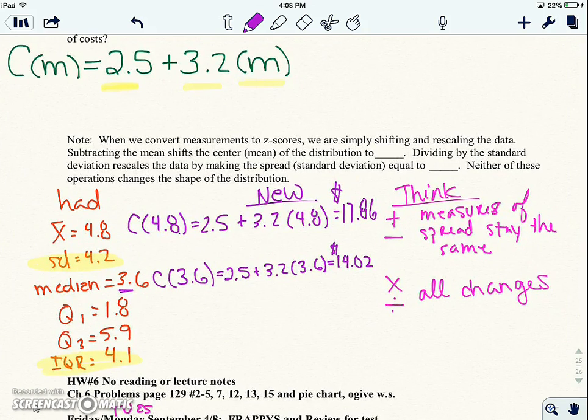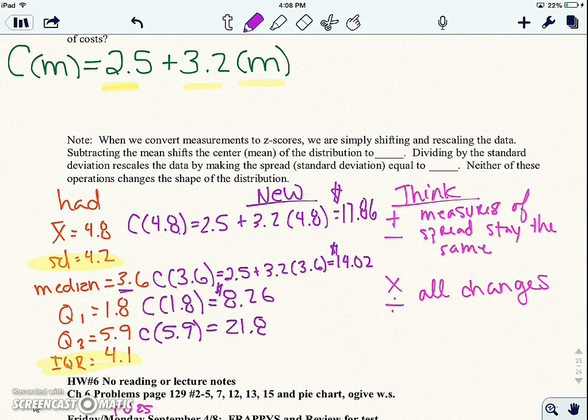You could do the same for the quartiles. So you plug 1.8 into the full equation, and you would get 8.26. I really should label that dollars. For Q3, plug in 5.9, and I should get 21.88, it looks like. Again, you may want to check me on that.